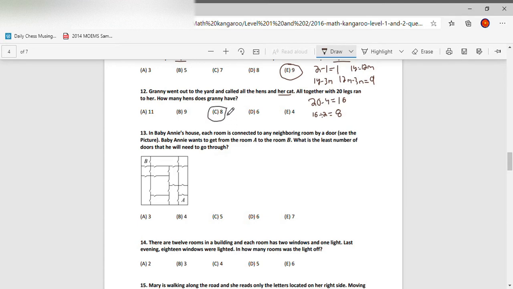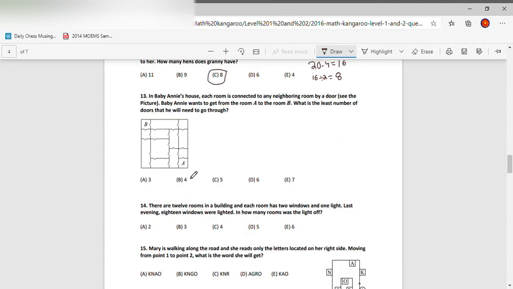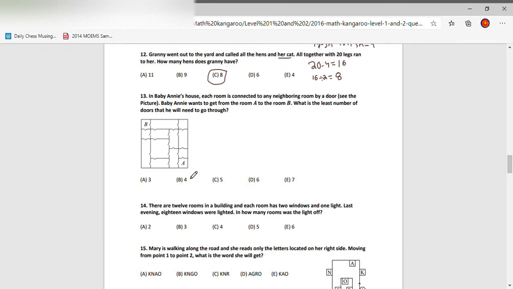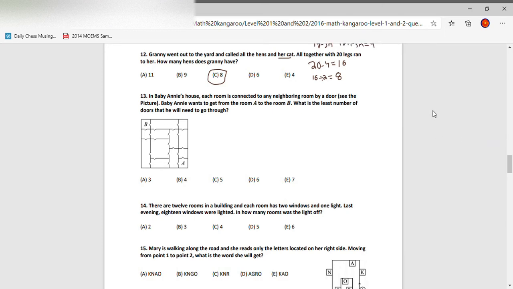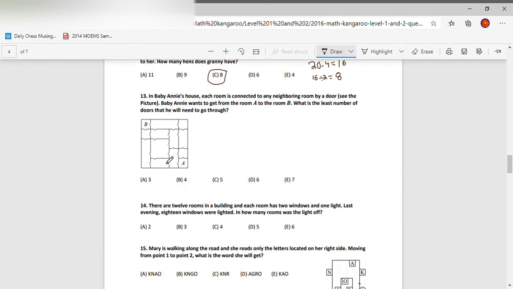Number 13. In baby Annie's house, each room is connected to any neighboring room by a door. See the picture. Baby Ann wants to get from room A to room B. What is the least number of doors that she will need to go through? So, she wants to get from A to B in the least number of doors. So, I'll use brown for this path.